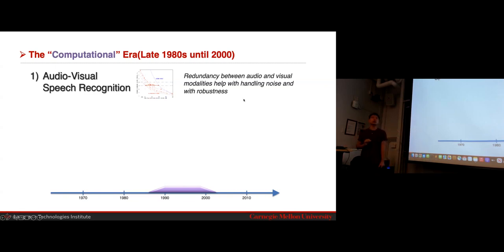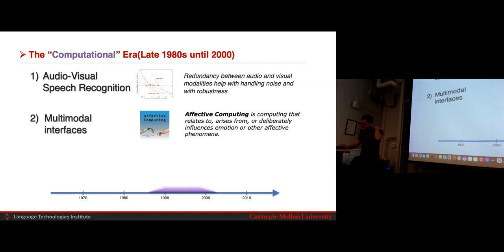Why? Because it helps with handling noise and robustness. Right? If I'm not speaking clearly, you can look at my lips to see what I'm saying. If my lips are not very informative, you can listen to what I'm saying in the audio modality. So you see here this graph, audio only in blue, and red was audio visual. And lower is better because this is word error rate in deciphering what the people were saying. This really improved performance having both audio and video modalities. So that was one of the main key experiments that kickstarted the computational era of multimodal. Back then, people were doing this using hidden Markov models, just in case people are curious.